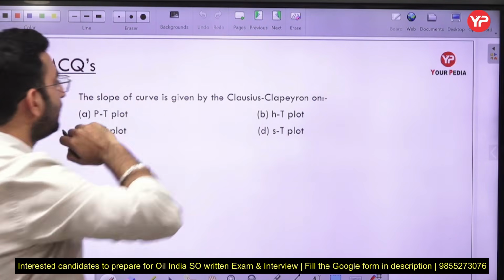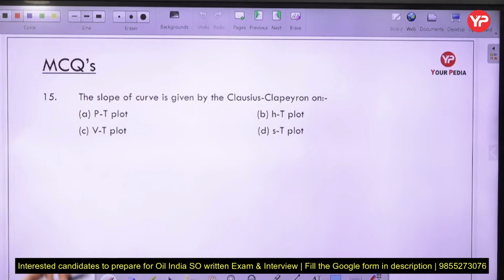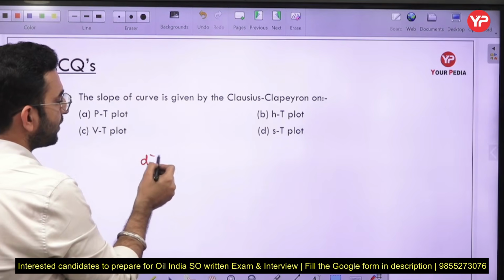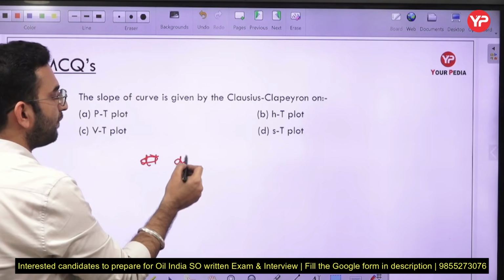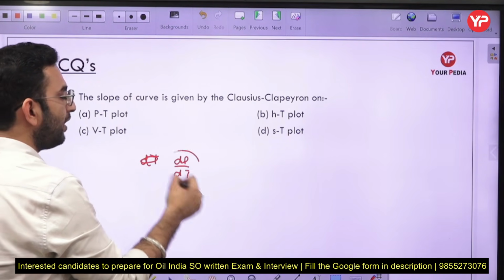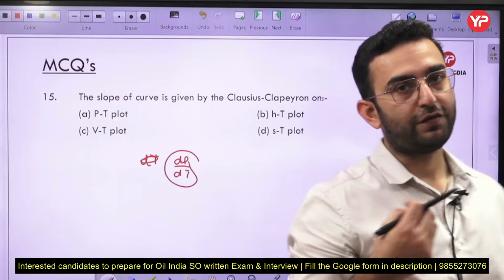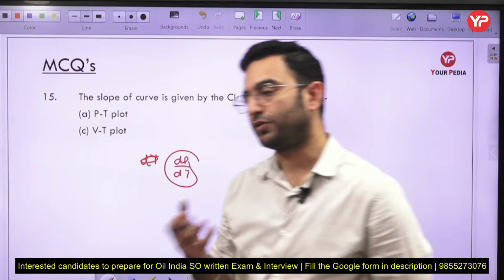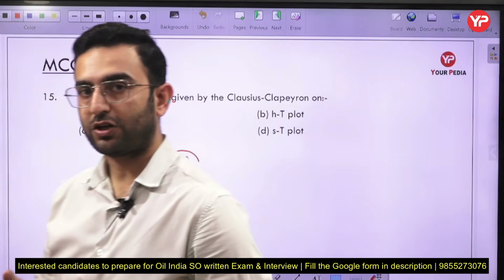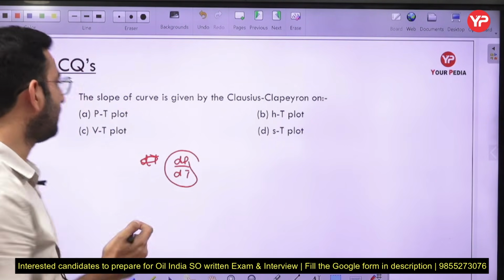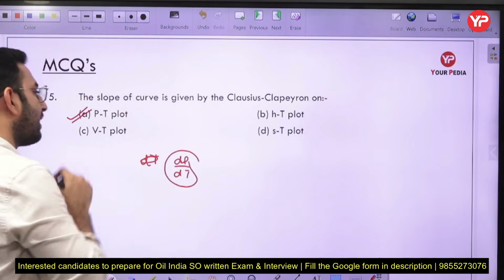Next question, the slope of the curve is given by the Clausius-Clapeyron equation on PT, HT, VT and ST plot. That is a very simple case, because in the case of Clausius-Clapeyron we simply find out the value of dP by dT. It is the slope of a pressure and temperature curve, where we define three different types of curves. The fusion curve is there, the vaporization curve is there, the sublimation curve is there. So option number A will be the correct answer in this case.